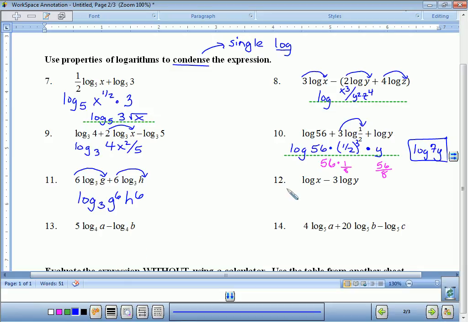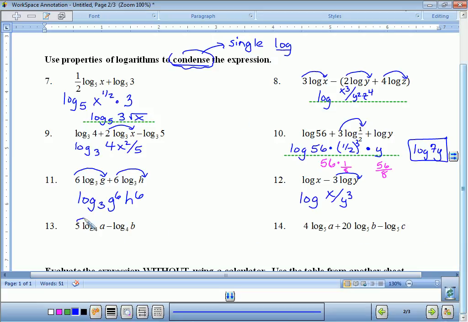Okay. So this has nothing out in front, but this has a 3 out in front. So that 3 is going to become the exponent. So this becomes log of x, but this time it's subtraction. And what does subtraction become? Division. And then y to the 3rd. So on these ones you only need one log. Yes. Whenever the directions say condense, that means single log, 1 log.